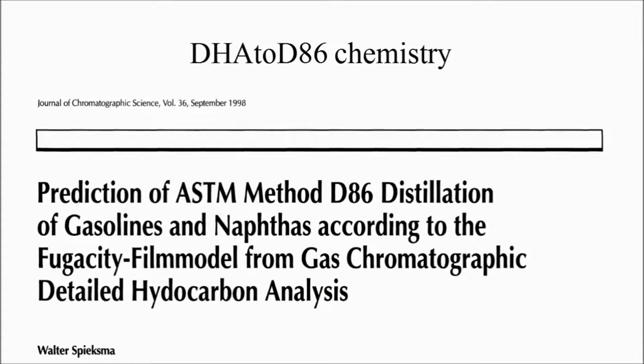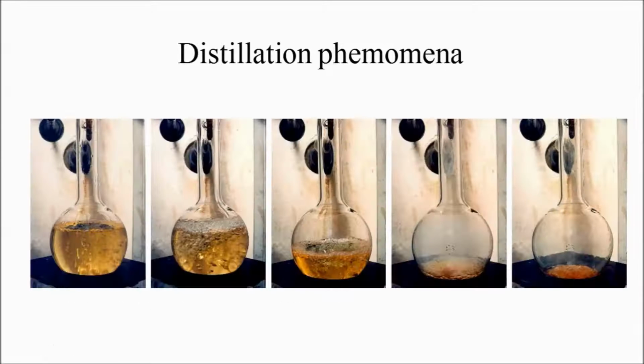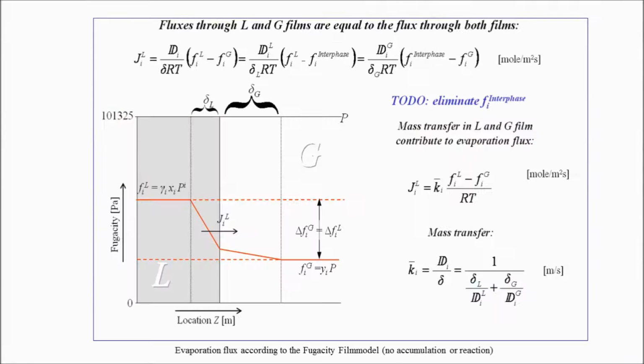The DHAtoD86 chemistry can be found in this article in the Journal of Chromatographic Science. Distillation includes several phenomena like boiling and condensation to a thermometer tip. These phenomena are all modeled in the new tool I will present to you in this way, where you can see all the relations between mass transport and the composition of the phases.